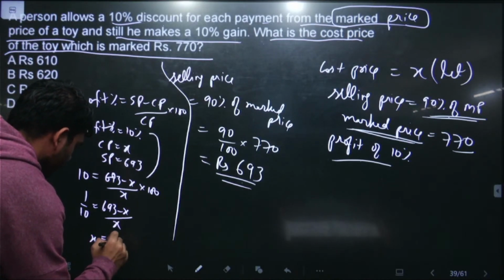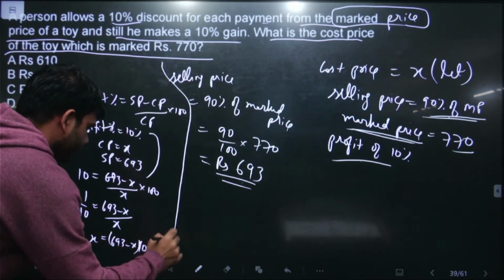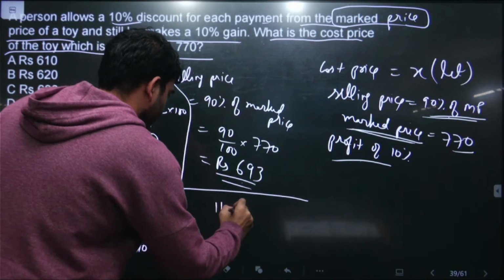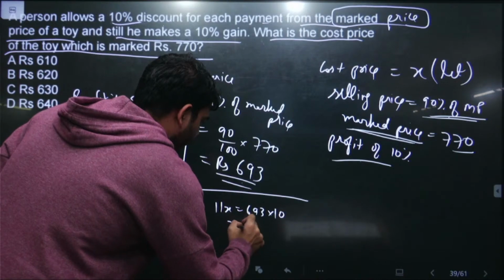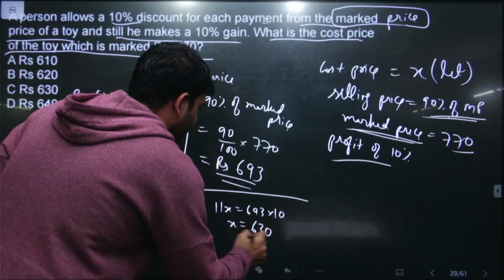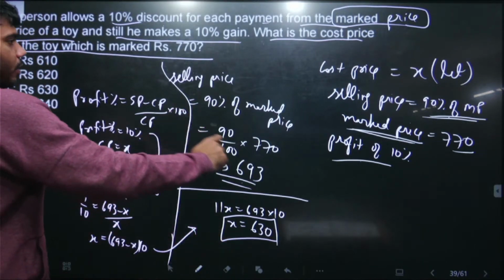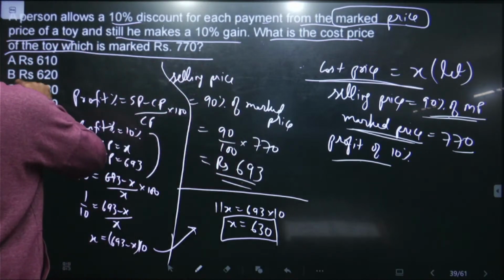X is equal to 693 minus X into 10. X is equal to 693 into 10. X is equal to 630. So the X is coming out to be 630. It means the cost price of the commodity is 630 rupees. Option number C is correct over here.